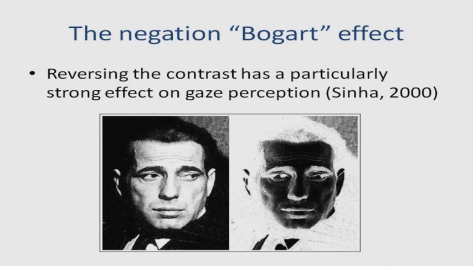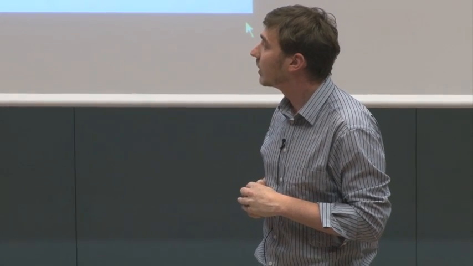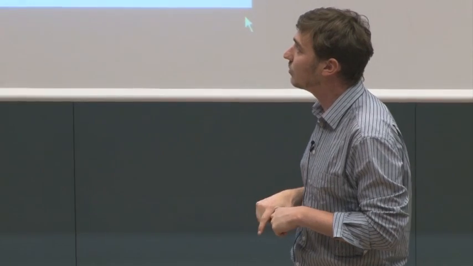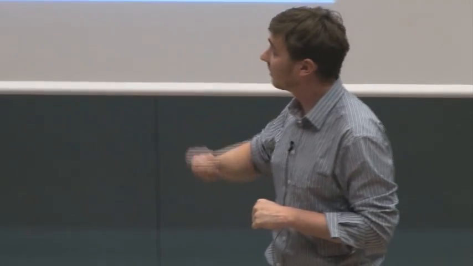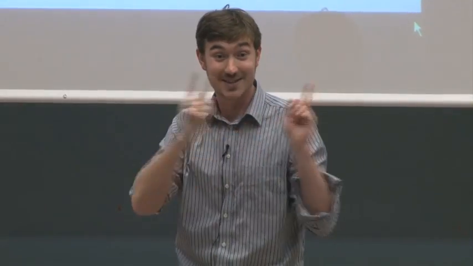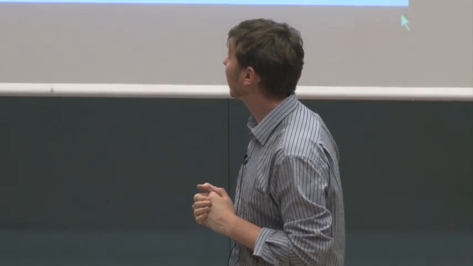It's also been called the Bogart effect from this picture of Humphrey Bogart. And in this experiment, what they showed was that not only do you find it hard to recognize Humphrey Bogart in the negative version, something interesting happens to do with where people think he's looking. So on the left, he's looking over in this direction. But when we reverse the contrast, it looks like he's looking in that direction. So where he's looking tends to flip around when we reverse the contrast polarity of the image. So it has a particularly strong effect on gaze perception.